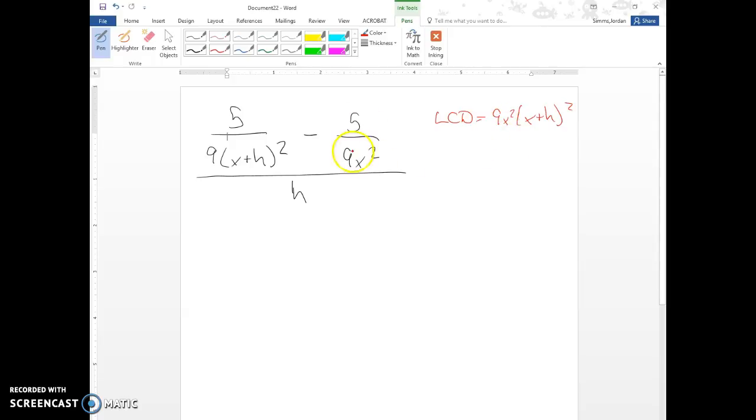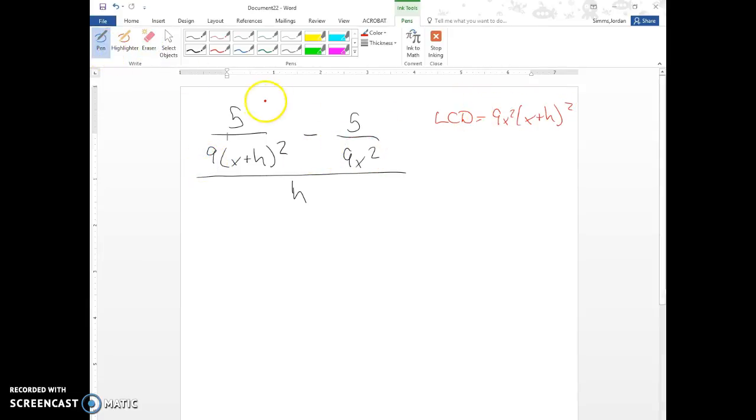Now how do I know that? Well, here's 9x squared right here. 9 goes into 9, so I don't need to worry about that extra 9, but I do have to worry about this x plus h squared. So I just slap it all together, and that's my LCD. Okay, so let me erase my marks there.